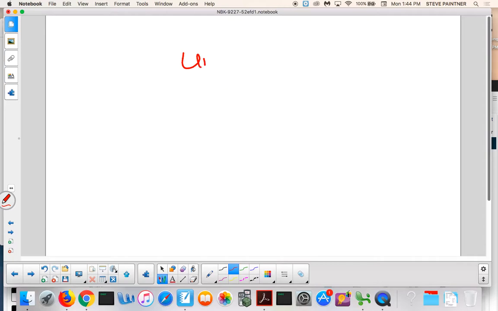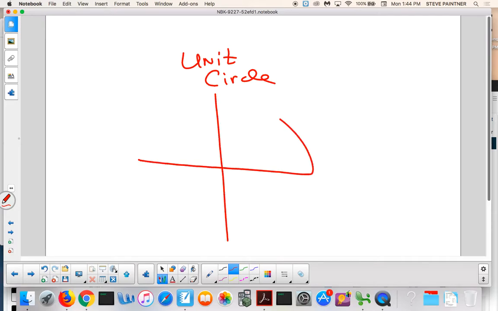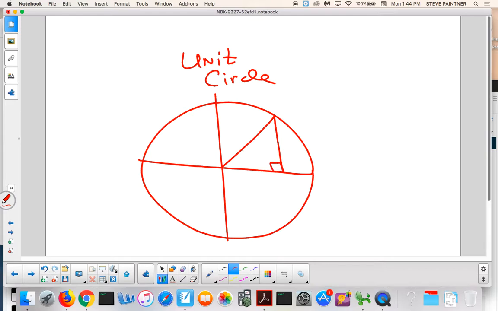This one. The unit circle. Look at this. What about the unit circle? What's the radius? 1. It's always 1. Okay, this distance would be what? X. That distance would be y, which would create this point on the circle, right? X comma y.